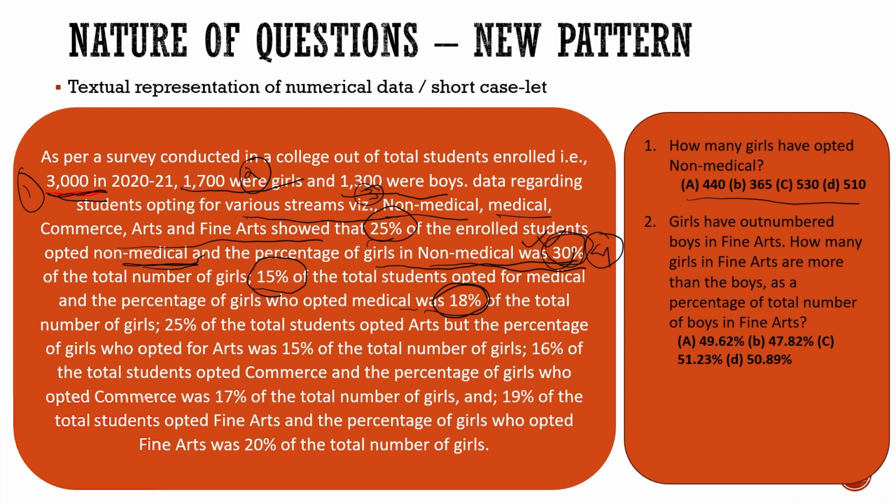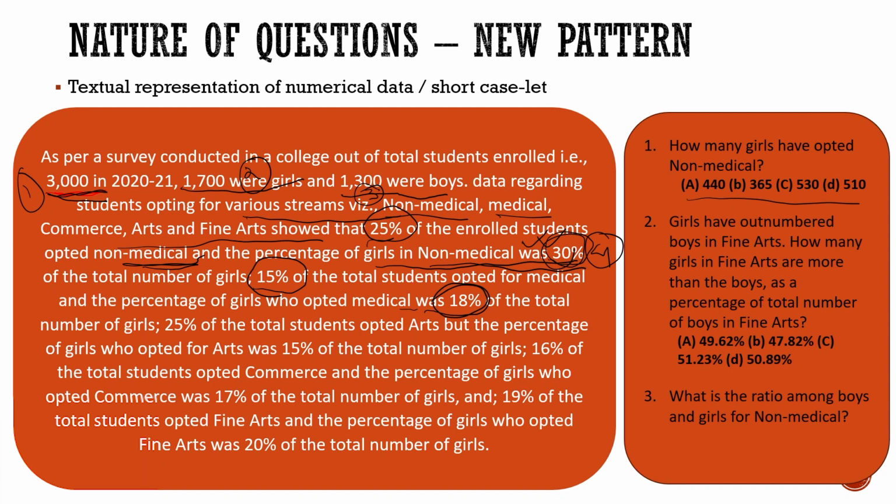Okay, so how many girls in fine arts are more than the boys? So you have to compare here. First, you have to find out data regarding girls and boys who are enrolled in fine arts, and then you have to find out the difference. Okay, so applying proper mathematical tools, you have to find out the difference between girls and boys. Already information is given in this textual format. Third question is what is the ratio among boys and girls for non-medical?